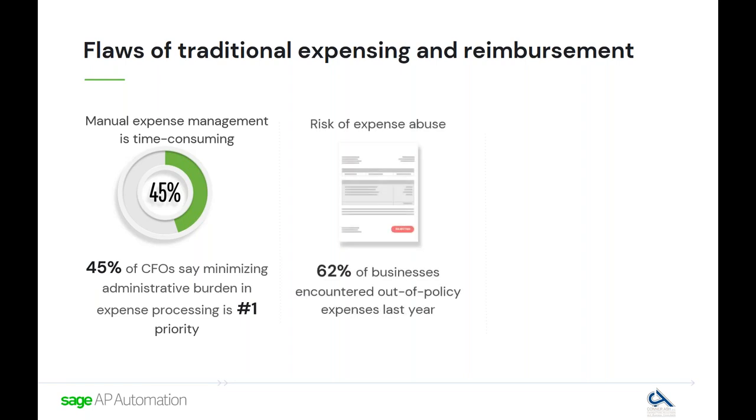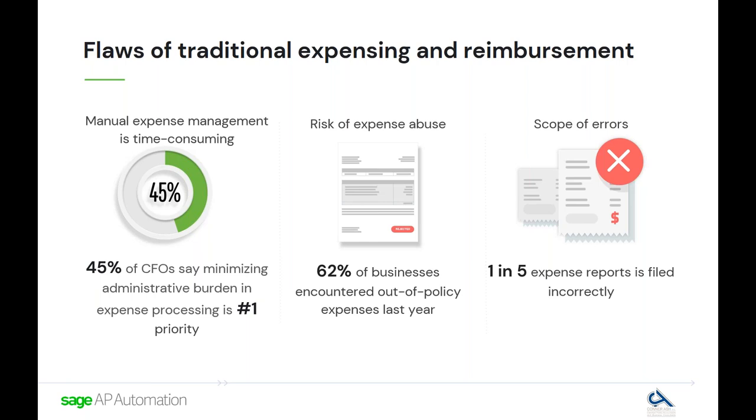So the next challenge is reducing the risk of expense abuse, right? Last year, 62% of businesses actually encountered out-of-pocket expenses. With so much intricacy involved in manually managing day-to-day expenses, it becomes really hard to maintain data accuracy, and that often leads to errors. According to the Global Business Travel Association, on average, one in every five expense reports actually contains some kind of error in it. One in five, which is wild to me.